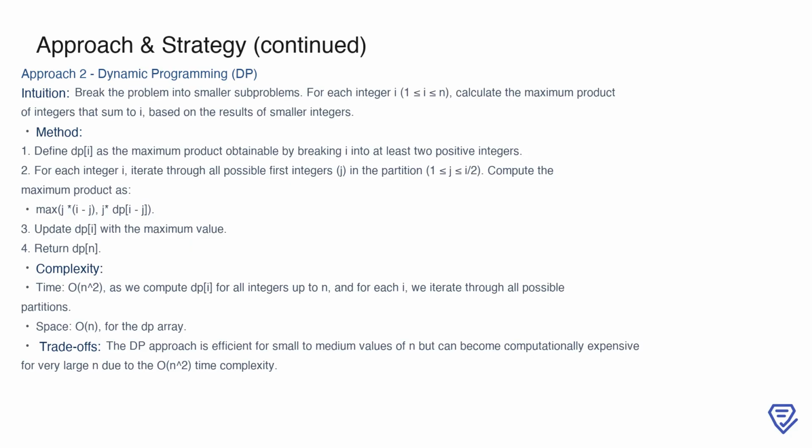maximum product using two options, either splitting the remainder further, or taking it as is. This is done using the formula max(j * (i - j), j * dp[i - j]). We then update dp[i] with the maximum value obtained. Finally, we return dp[n]. The time complexity here is O(n squared), because for each i we iterate through roughly n/2 possible partitions, and the space complexity is O(n) for the dp array. Although far more efficient than brute force, this approach can still be slow for very large values of n.